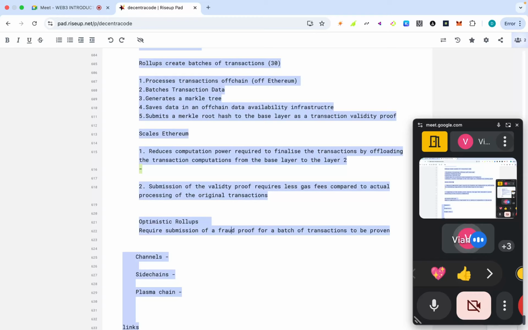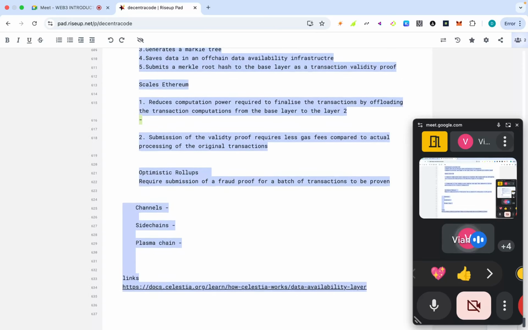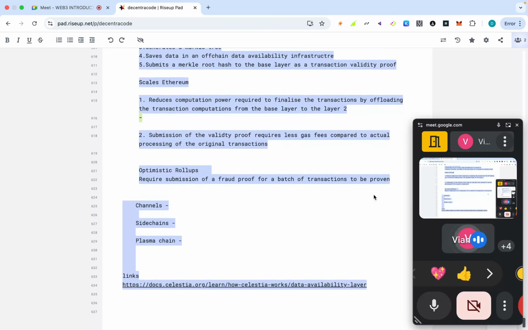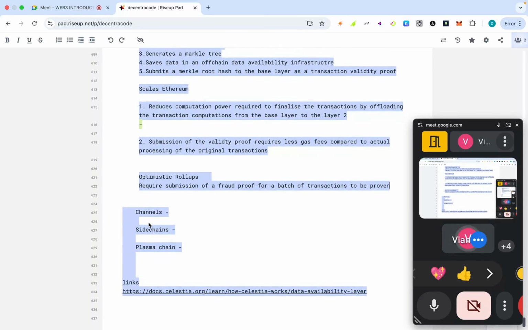So they essentially use the same mechanism as a ZK rollup. The only difference is that the data isn't validated initially, it is actually validated later. So yeah, I think that is all about optimistic rollups. Unless someone has a question about them, I want to move on to channels.